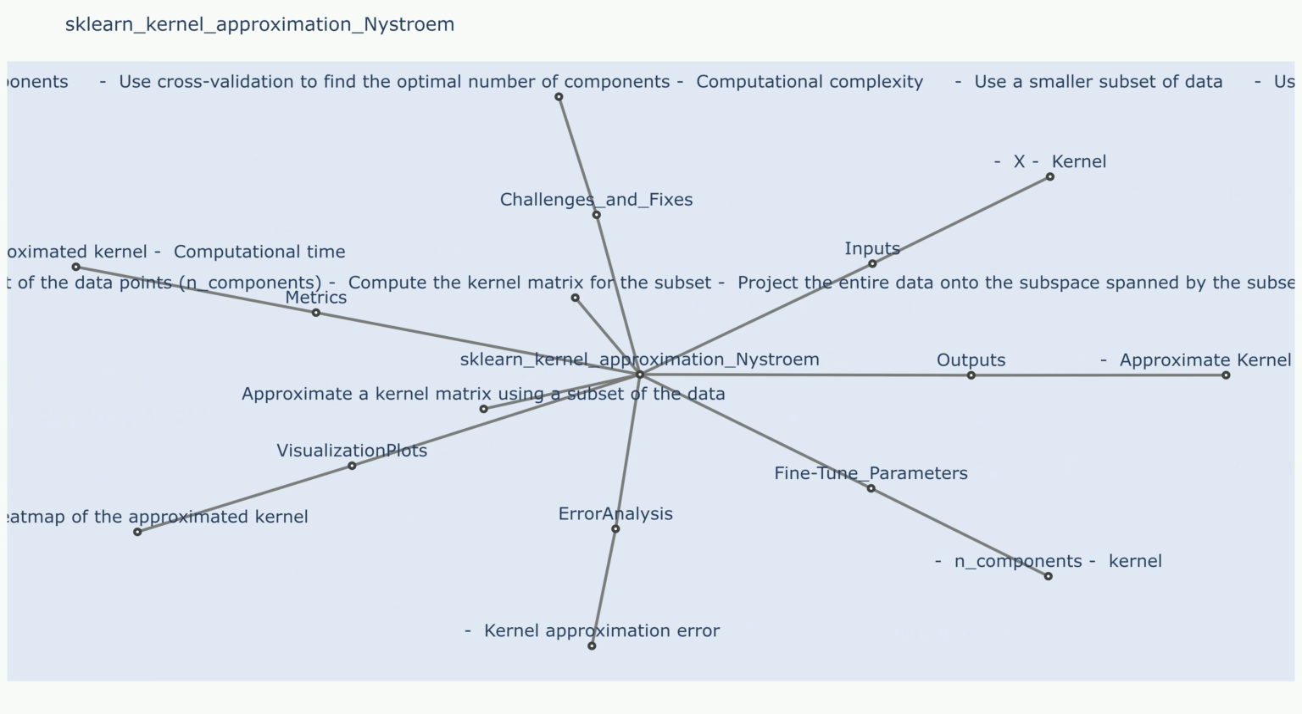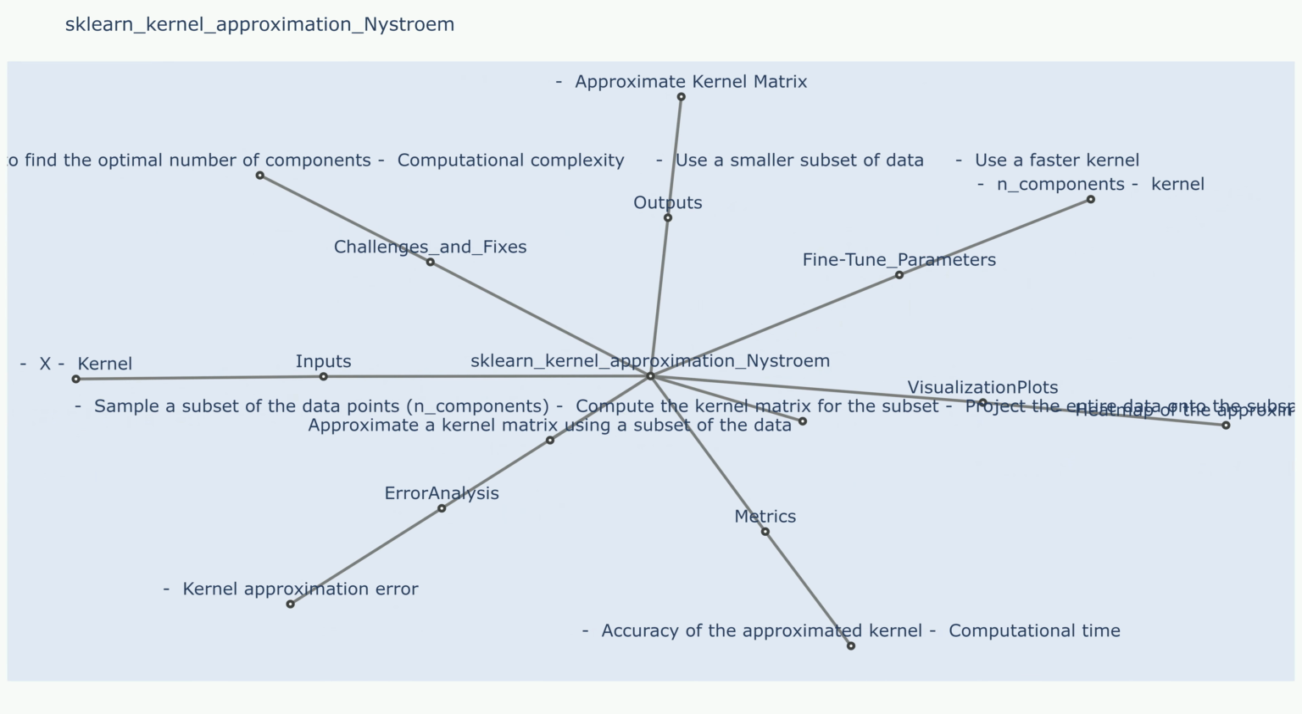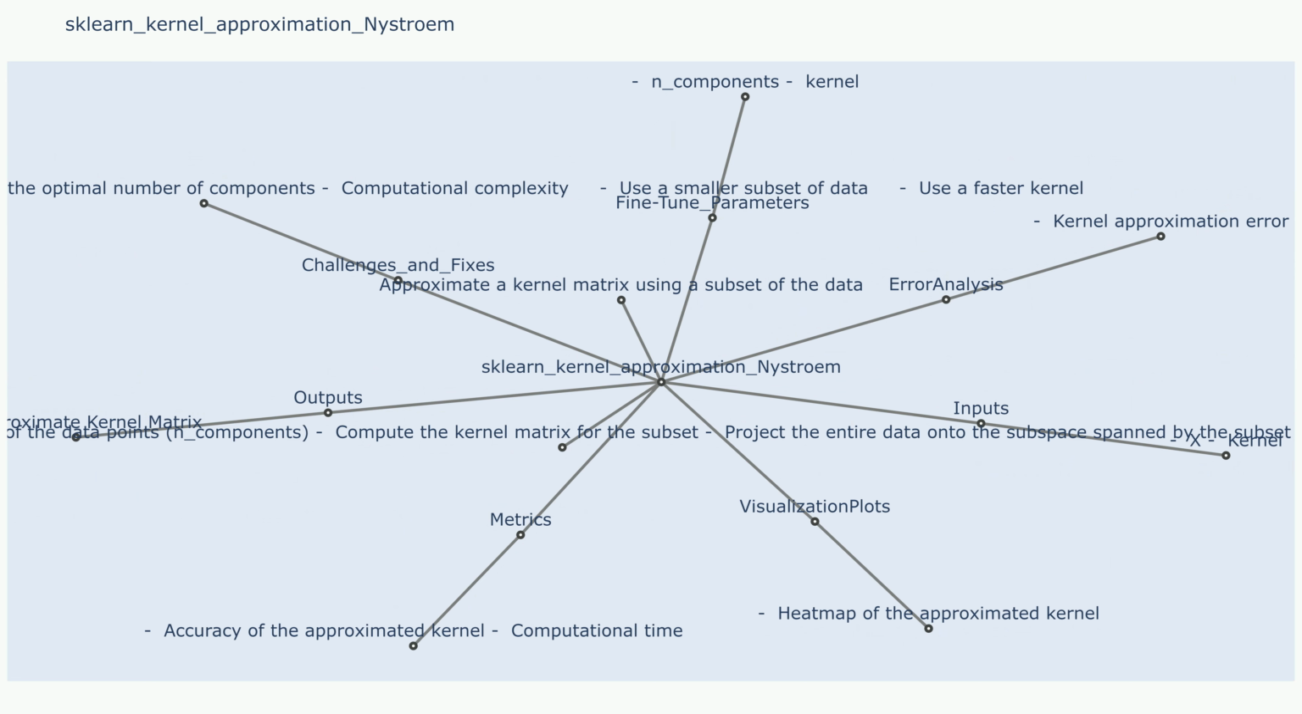Outputs. Feature map: this is the approximated feature map, a 2D NumPy array representing the data points in the lower dimensional space. Each row corresponds to a data point, and each column represents a dimension in the lower dimensional space. Kernel matrix: this is the approximated kernel matrix, a 2D NumPy array where each element represents the similarity between two data points in the original space.